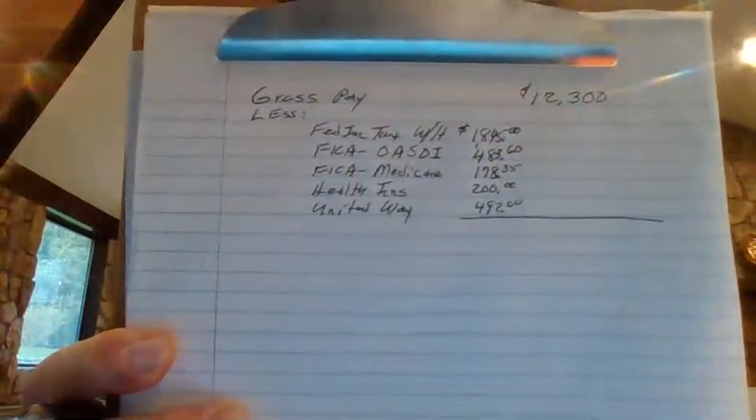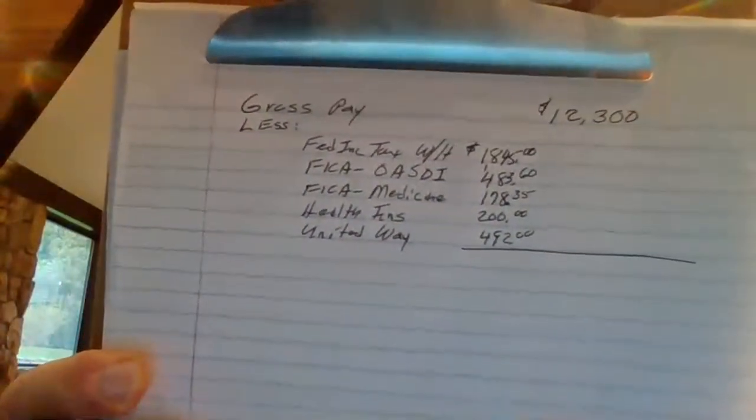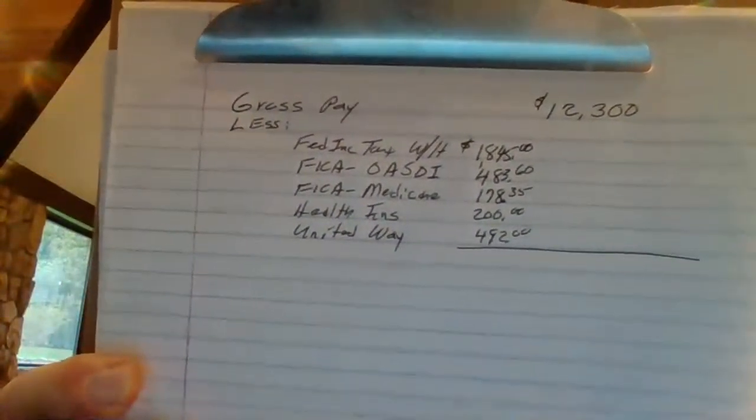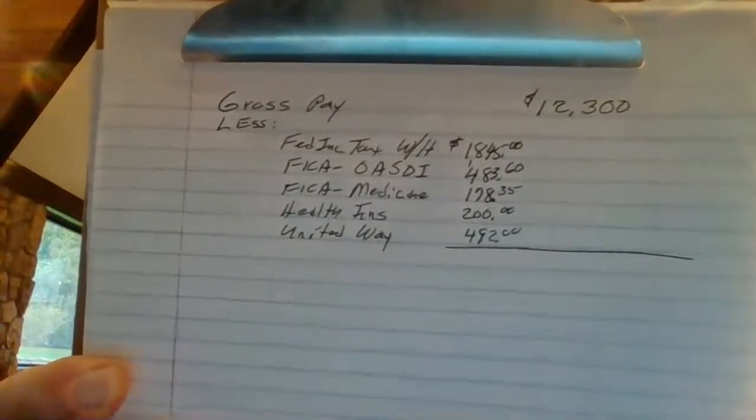Okay, so there's all the things we computed and listed nice, and we subtract those from her gross pay to get her net pay. Those deductions would total $3,198.95. And that will give her net pay of $9,101.05.